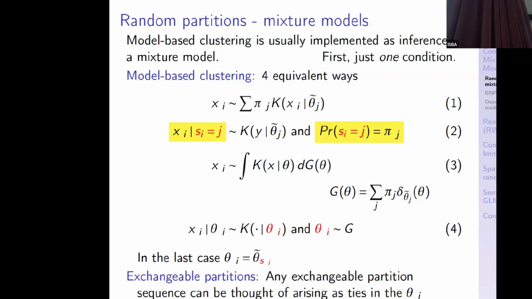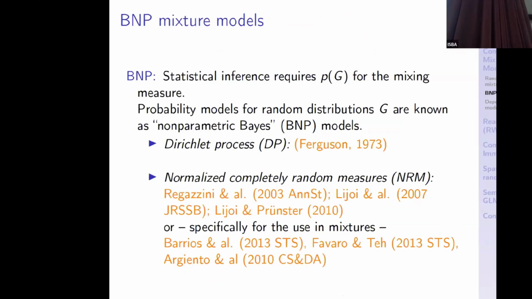Kingman, 78. Writing the mixture model as the integral of the kernel with respect to the random mixing measure G means that if you want to complete the probability model to a full Bayesian inference model, we need a prior probability model for the mixing measure G. At this moment, we are at nonparametric Bayesian inference because now we need a prior probability model for the random measure G.